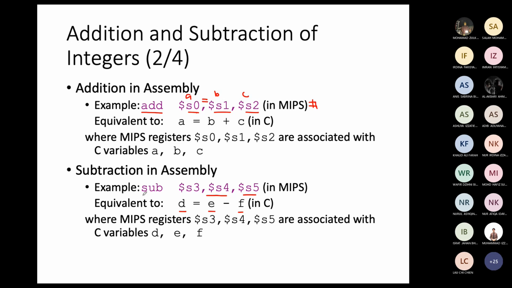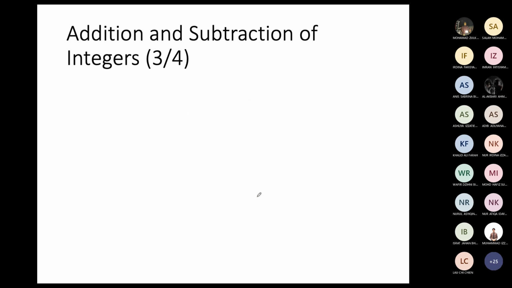Okay, and then what's the operation? It's the sub. Okay, it's the sub. So you cannot say E here is for S5, F here is for S4. It's because the first source will subtract the value inside the second source. Okay, so the position here tells you how they are operated.